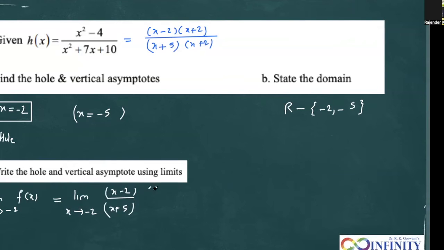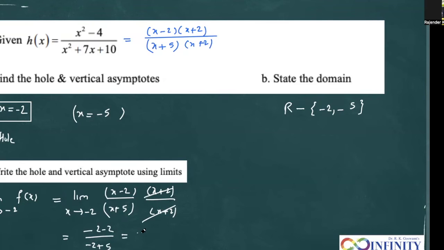And I forgot to write x plus 2 in the numerator and denominator, and both cancel out each other. So now just plug in the value. It is going to be -2 minus 2 divided by -2 plus 5. So I will be having -4 by 3. Any doubt? No. So at x equals -2, the height of the hole is going to be -4 by 3.